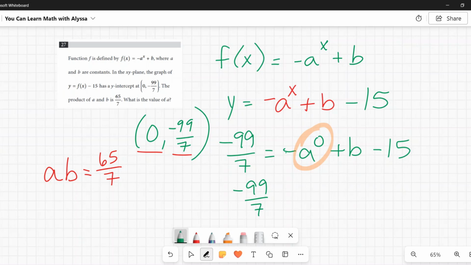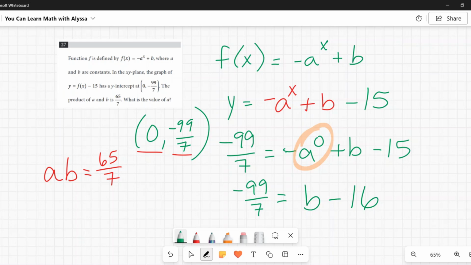We have negative 1 plus b minus 15, and so now I have negative 1 and negative 15. I can combine those, so I just have b minus 16. Isn't that nice? b minus 16 is equal to negative 99/7. So, what a fraction.